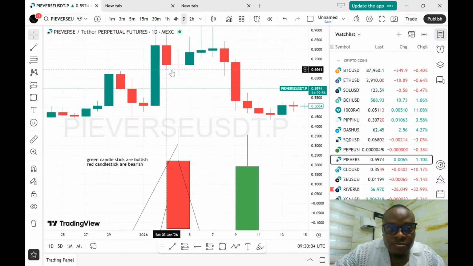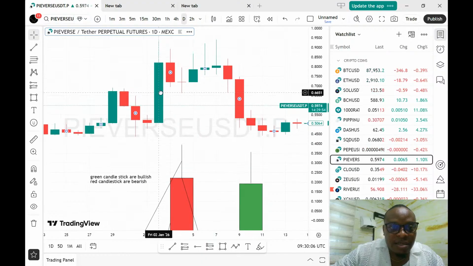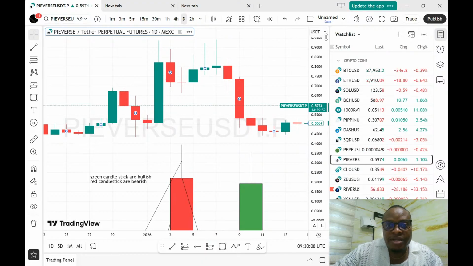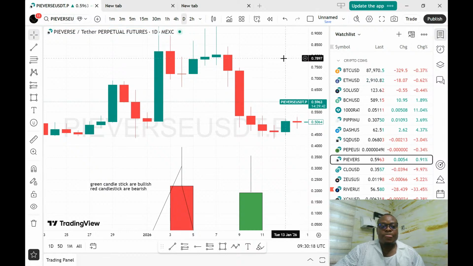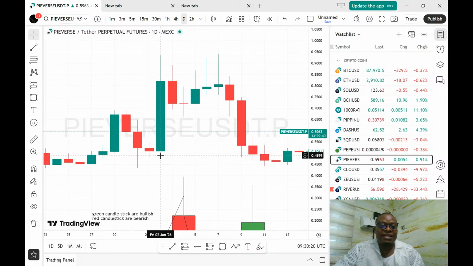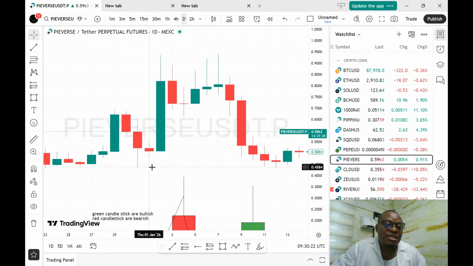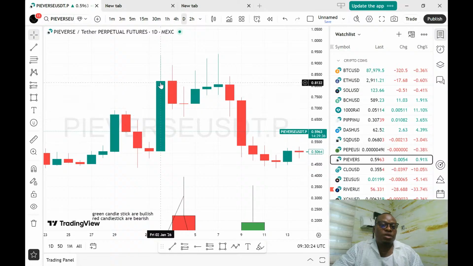Now you can see these green candlesticks. This green candlestick tells you that buyers dominated the market. That's why after this small red candle, you can see this big candlestick that pushed the market towards the upside.